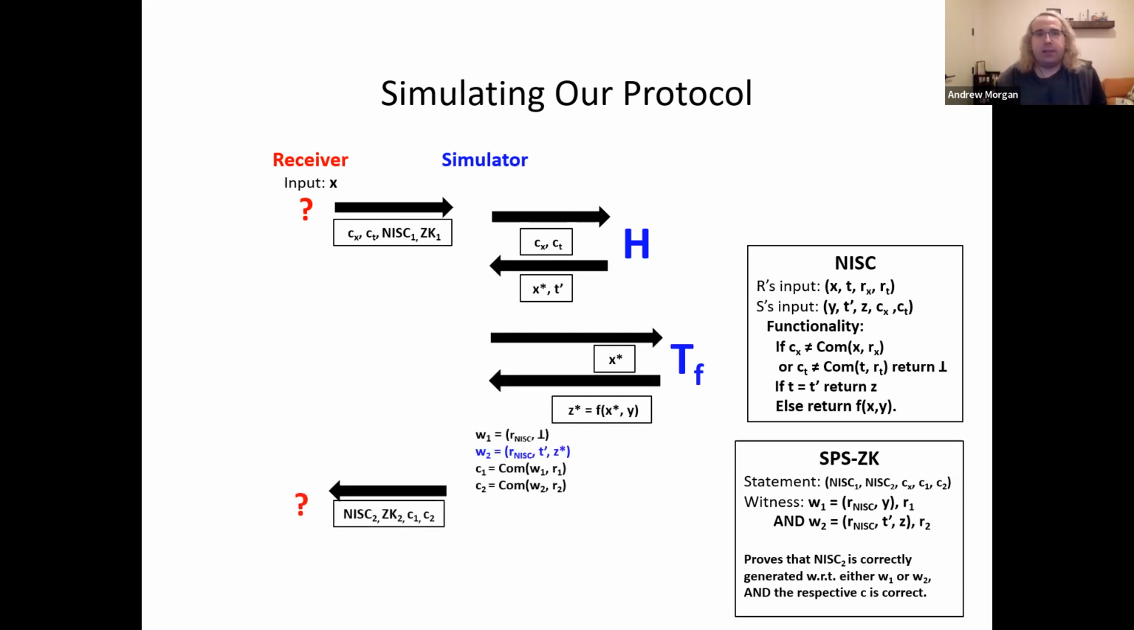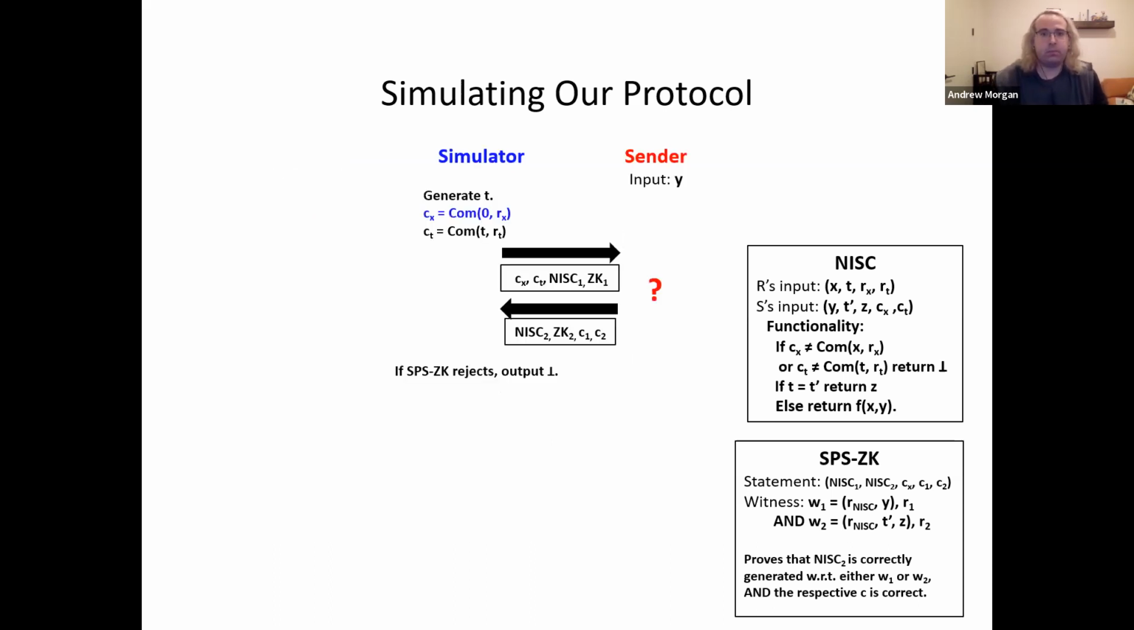And then finally, it'll complete the interaction using the second track of the NISC and zero knowledge functionality by inputting the extracted trapdoor T and hard coding the NISC output to the result Z star that it got back from the ideal functionality. This ensures that the corrupted receiver receives a final message that opens to the correct output of the functionality, while also ensuring via security of the NISC and zero knowledge argument that the adversary can't distinguish this final message from a message in the real interaction that would use the first track.